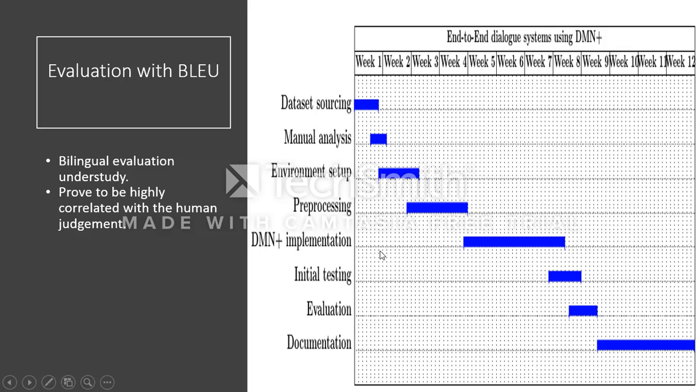Here I have allocated more time to DMN Plus implementation, because I think it requires a lot of coding and other things. I have given almost 3 weeks for it, and also almost 3 weeks for documentation, since documentation takes a lot of time. My aim is to complete all of the coding work and everything by week 10.